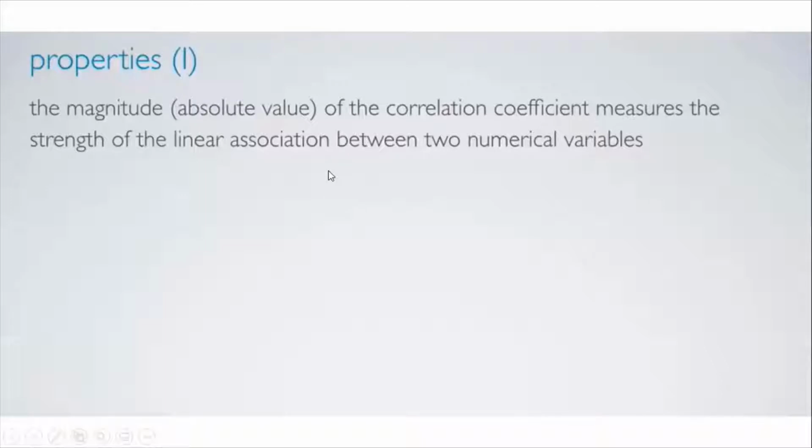So what are the properties of correlation? The first property is the magnitude. The magnitude of the correlation coefficient measures the strength of association. So by looking at the correlation, we know the strength of the linear association between two numerical variables.